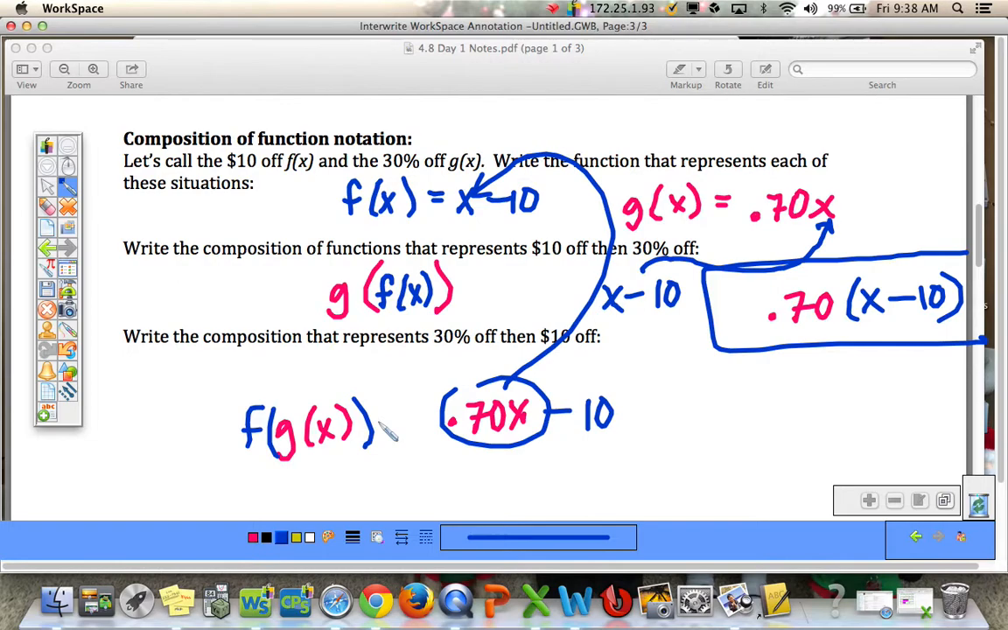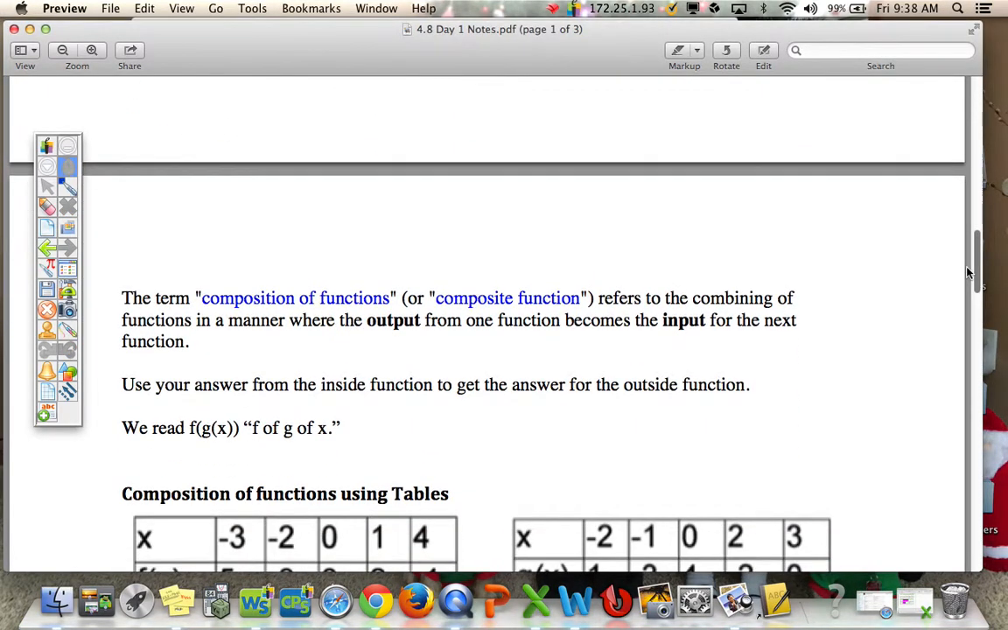All right. So again, the first situation, we do x minus 10 first, and then take 70% of that. And in the second one, we take 70% of the price first, 30% off, and then subtract 10 after that. So here are the 2 functions. Let's rewrite them a little bit neater.